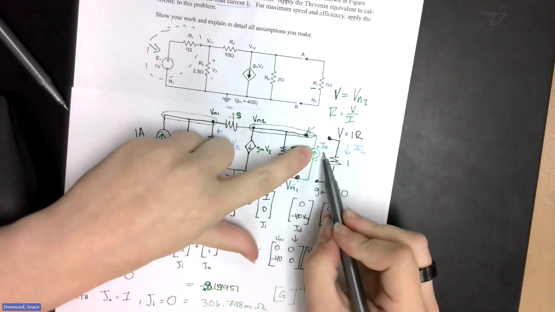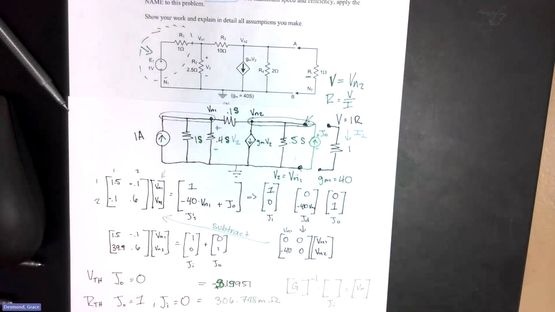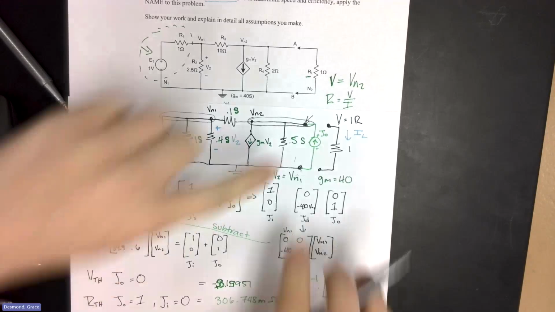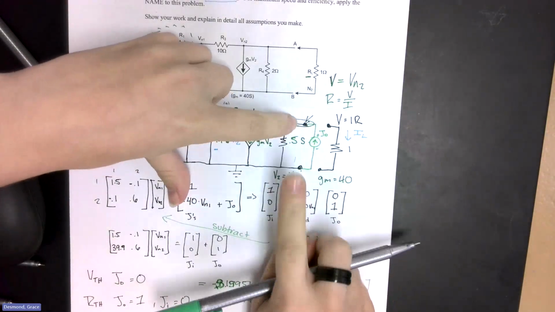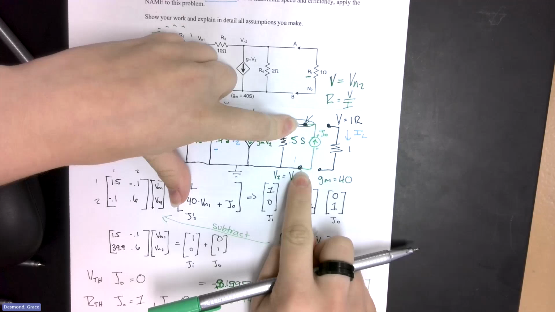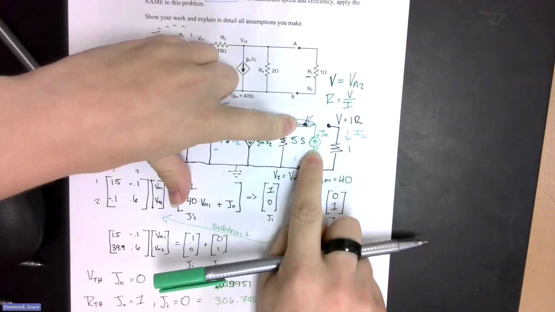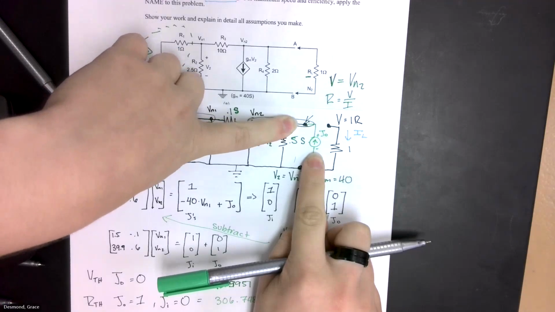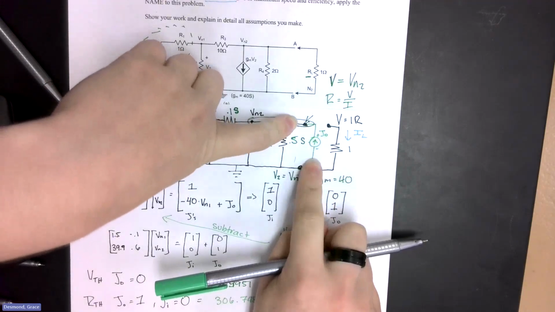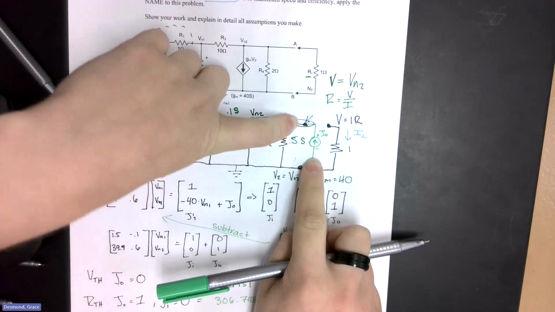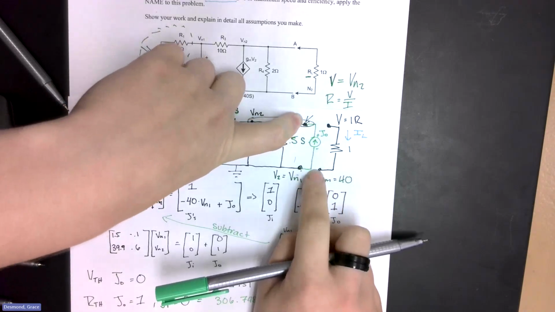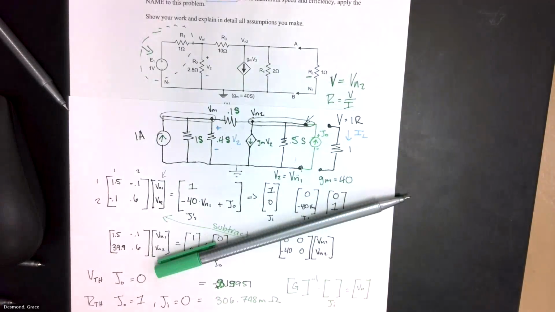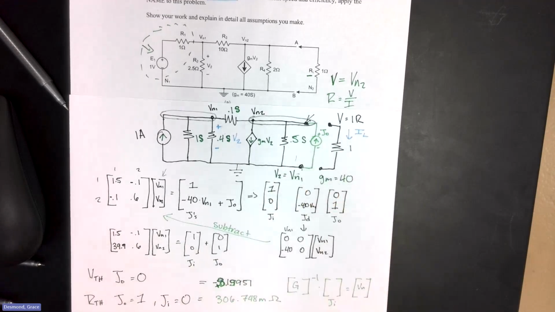Whenever we're looking at J naught, all we are trying to find is the open circuit. We are trying to find the difference from here to here. And when did we say a current source is an open circuit? So we set it equal to 0 because we don't want any current flowing. We want just the open circuit potential difference. That's why we set it equal to 0.